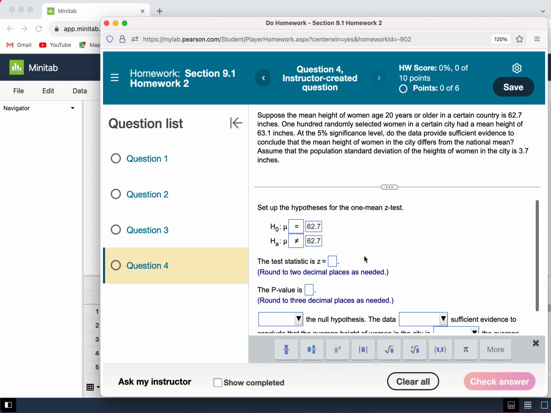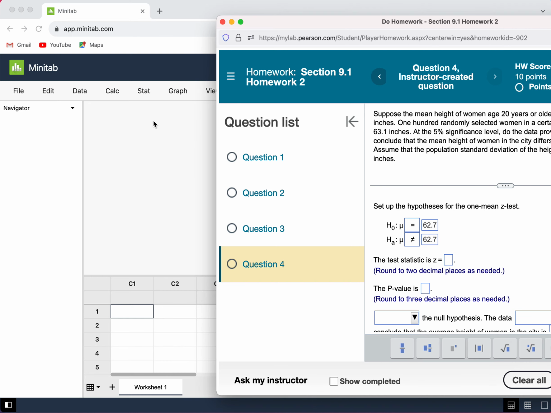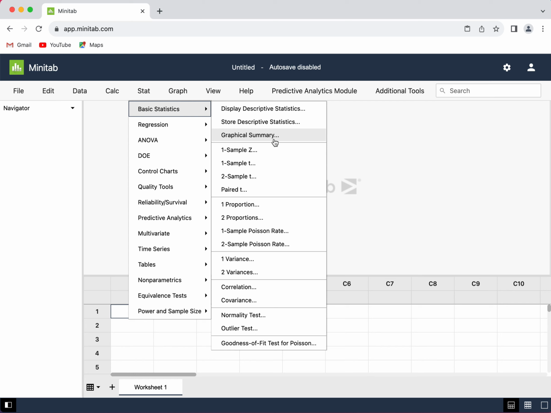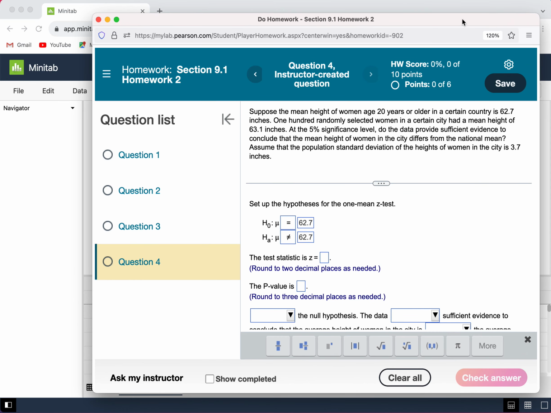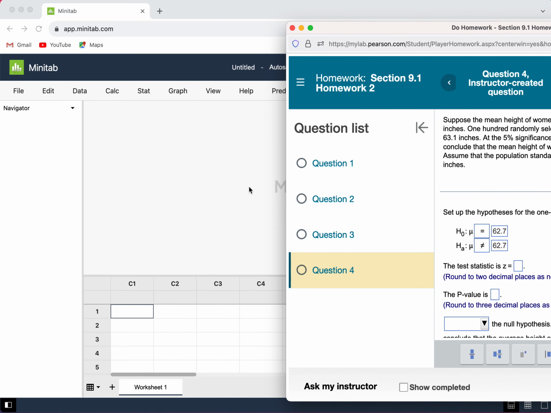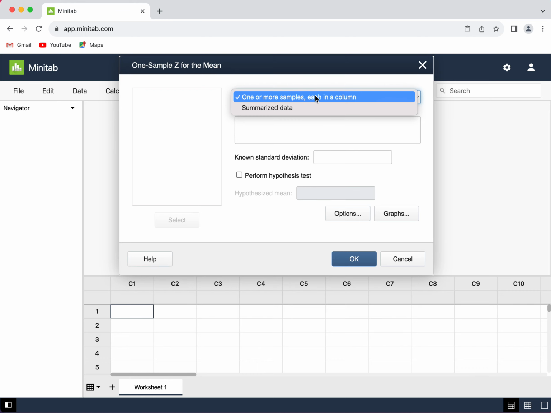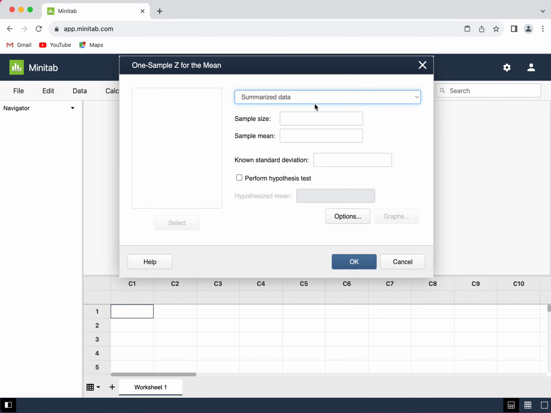Now to calculate the test statistic and p-value, I'm going to use Minitab. So I'm going to go to Stat, Basic Statistics, and I'm using my one sample z and one sample t menus that I've already used. In this case, since we've already discussed, it's one sample z because I have population standard deviation. I'm going to switch to summarize data like we did before because I have the sample size, sample mean, and known standard deviation to enter.